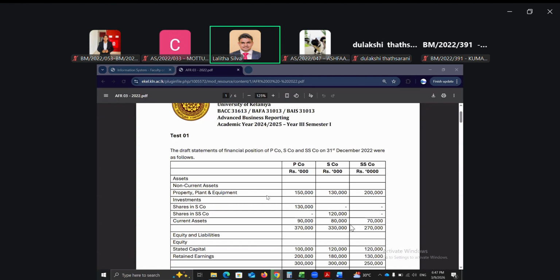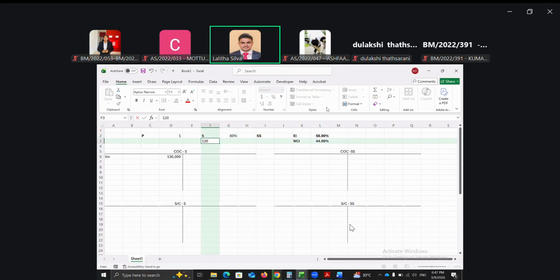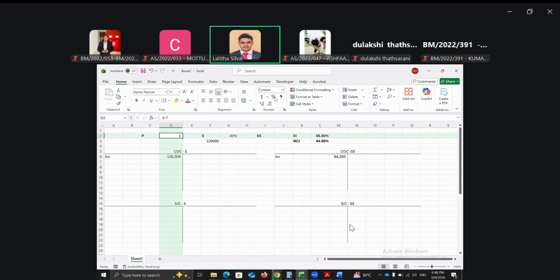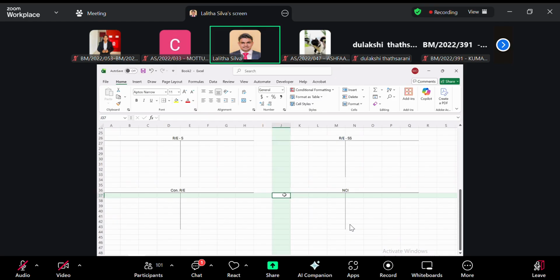Therefore, in this consolidation, we need to consider the investment total amount. The total investment is 120 million. Out of this 120 million, the parent owns only 70%. This into this, as you correctly mentioned, is 84 million. Then what will happen to the balance amount of the investment? Who owns the balance amount of the investment? The balance amount of the investment is owned by the NCI. Okay, then investment account credit, NCI account debit, the balance amount.